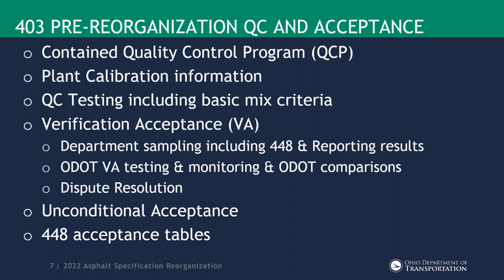It contained the quality control plan, some information on plant calibration, some basic stuff about QC testing. It pretty much referenced 441 for most stuff, and then talked about basic mix criteria. Went into VA testing and some of the requirements related to that. We had a section called unconditional acceptance, and then the 448 acceptance tables were in there.